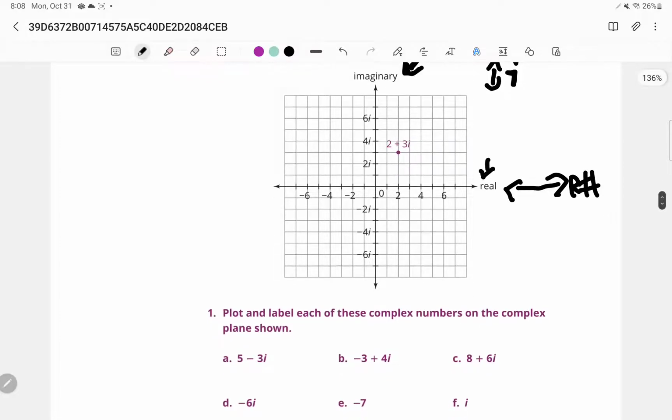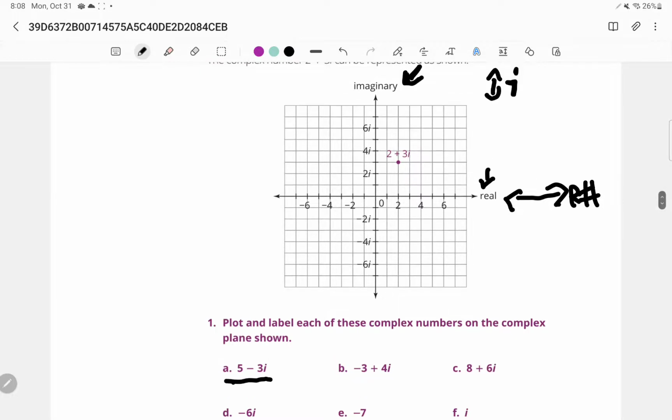For example, I'm going to do the very first one. So if you look at A, it says I have to go to 5. 5 is going to be on my x-axis, is positive, so I'm going to go right here where 5 is. I'm going to erase that in a bit. And then from there, I have to pick my second number. Okay? Which is negative 3i. So I just have to go down 1, 2, 3, and that's where my point is going to be at. So I'm going to go ahead and erase the first point I did, because I don't care about that one.